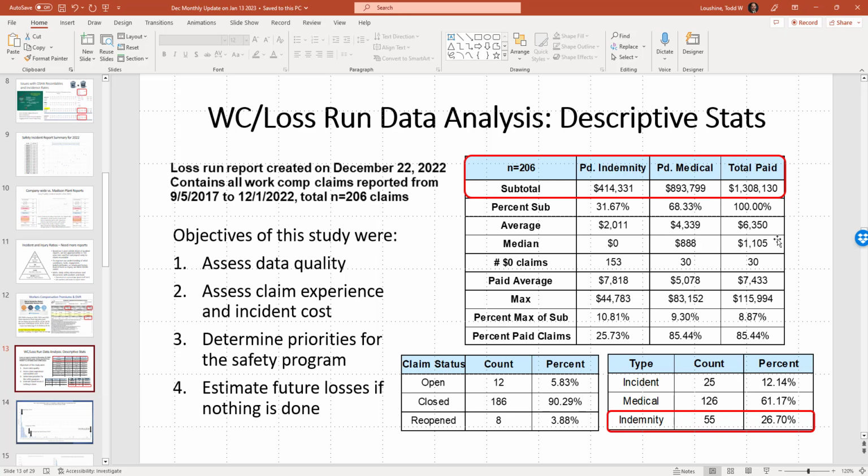We talked about normality in class, where if these numbers are really close together, you can have that. You can take a look at it and see if you have normality. In this case, we do not. There were 30 $0 claims, which means the claim was built, but it was never charged.